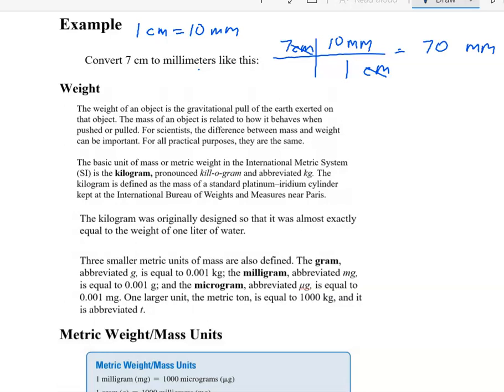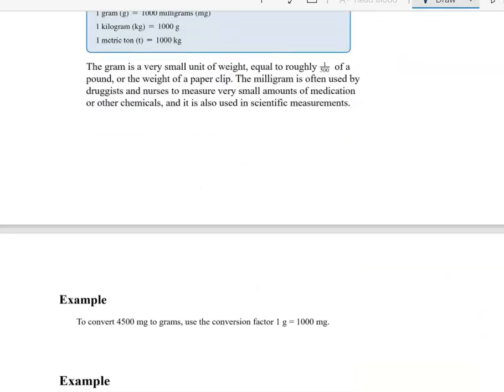The kilogram was originally designed so that it was almost exactly equal to the weight of 1 liter of water. Three small metric units of mass are also defined: the gram, which is 1/1000th of a kilogram, the milligram, which is equal to 0.001 grams, the microgram, and the metric ton, which is equal to 1,000 kilograms and is abbreviated T. We have these units here in this table.